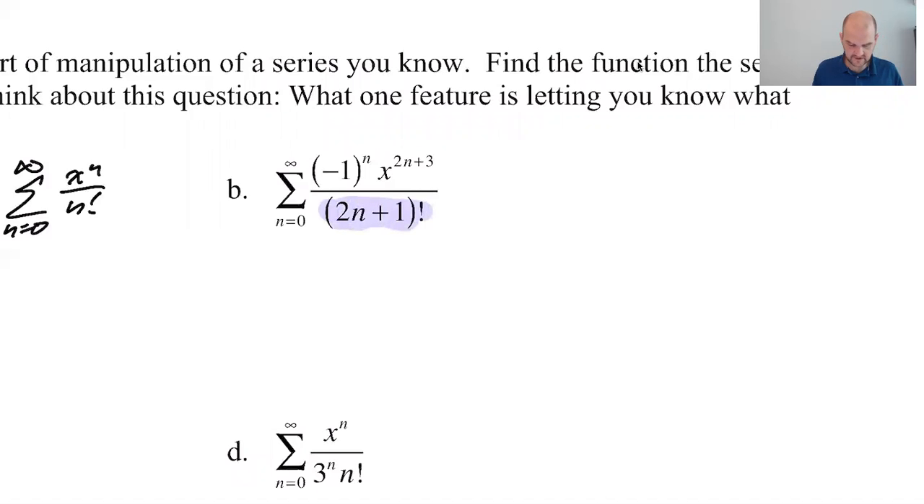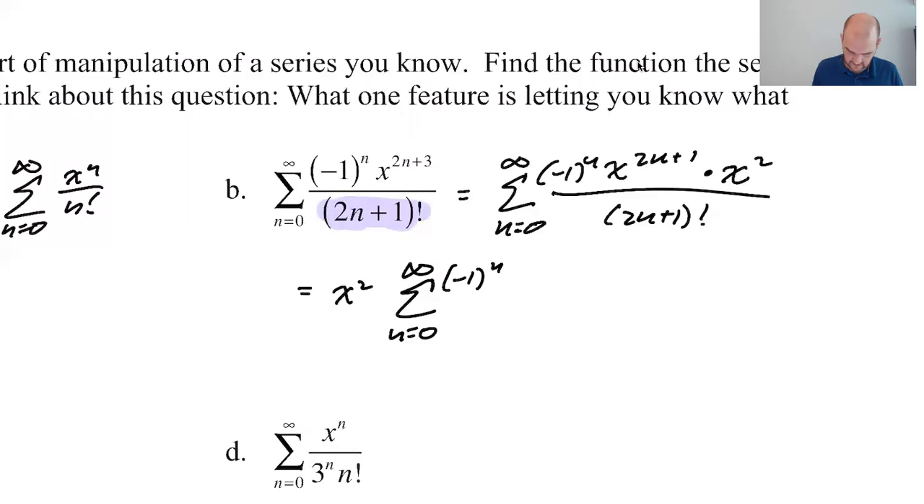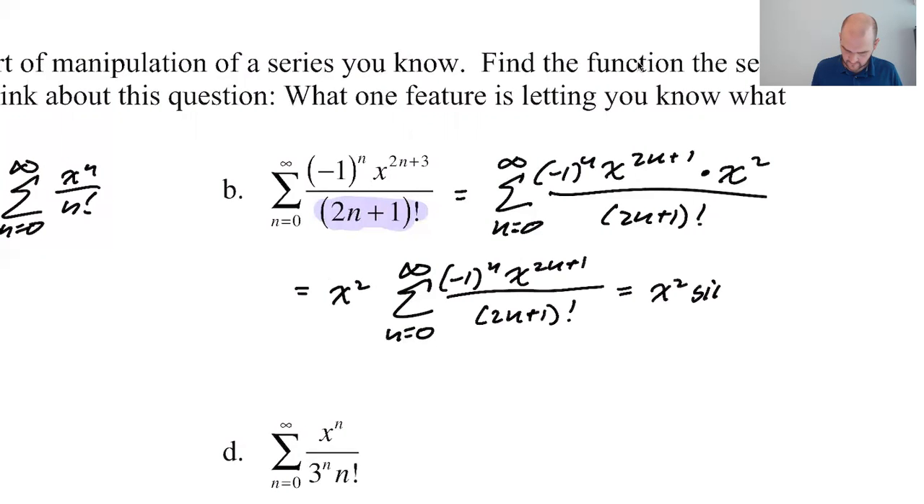Here, 2n plus 1 to me means probably sine. So now I want to get a 2n plus 1 in the numerator, and to do that, I'm going to rewrite as much as I need to. Negative 1 to the n is part of sine. x to the 2n plus 1 times x squared, because that would give me 2n plus 3 back to the original, over 2n plus 1 factorial. So we can take out the x squared, and then we have sine: negative 1 to the n, x to the 2n plus 1, over 2n plus 1 factorial. So it's x squared sine of x.